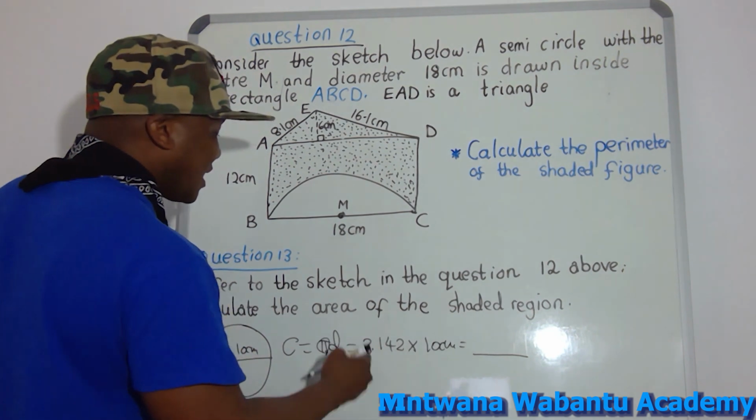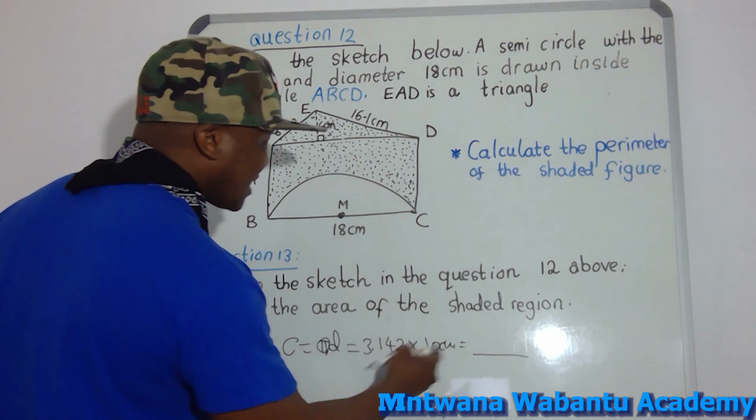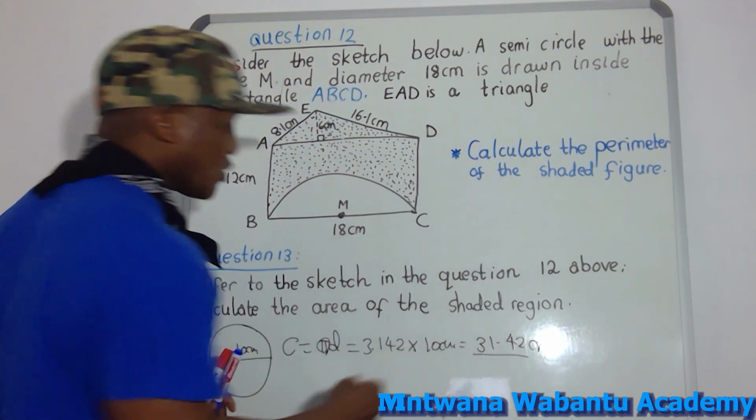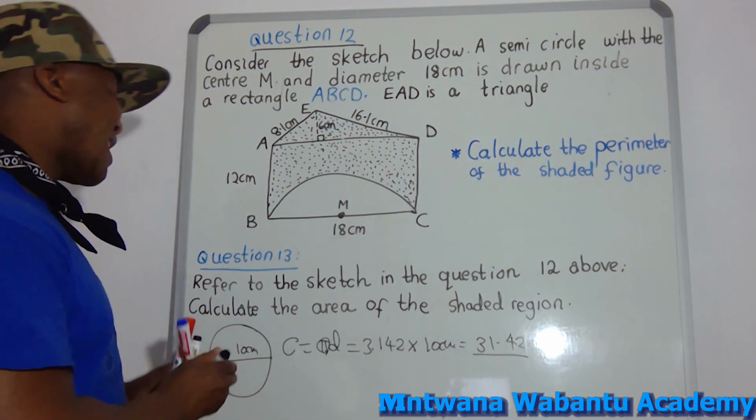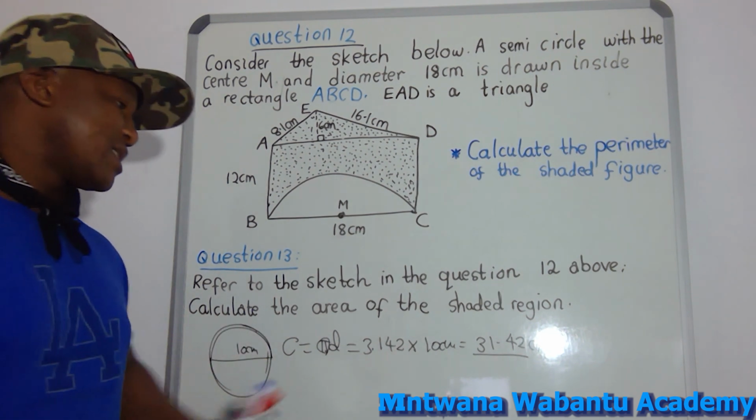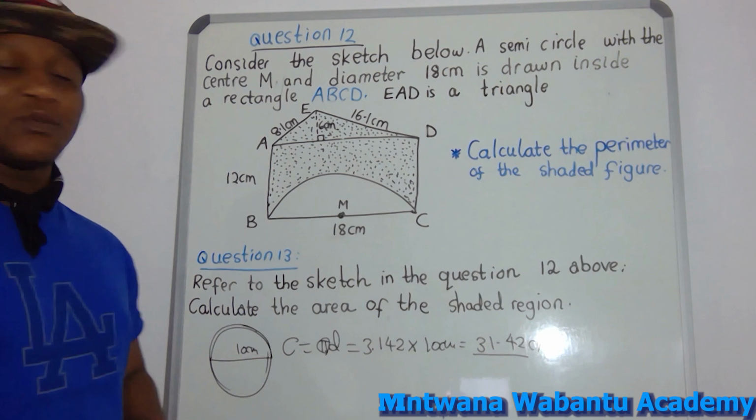So plug in the calculator. 3.142 times 10 is going to give us 31.42 centimeters. So this is our circumference of this circle. It means if you go around all along to where you started, this is going to be the circumference of that circle. You see what I'm saying?